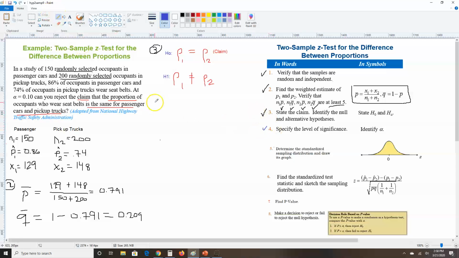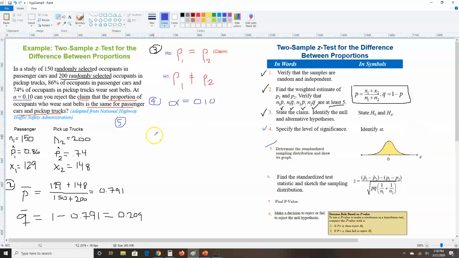Let's go step 4. What is step 4? I'm going to find the level of significance. You can see it right there. So alpha is 0.10. That's all what I had to do there. Step 5, I'm going to put it right here. I'm going to try to maximize my space. Step 5, I need to do the picture.